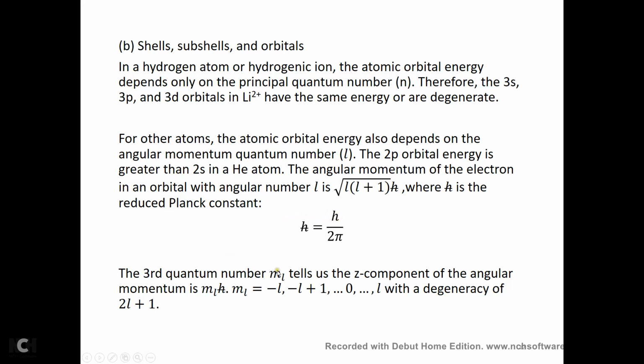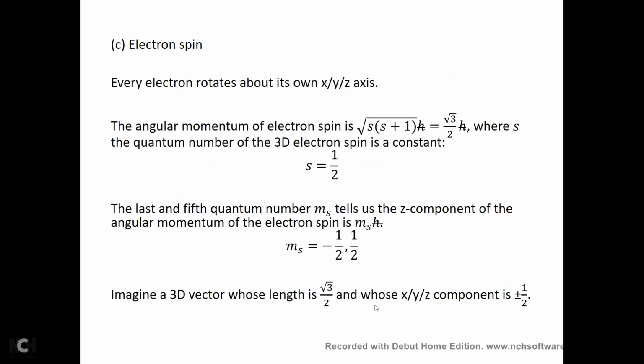There's another quantum number, m sub l, that tells us the z component of the angular momentum. It's m sub l times h bar. So m sub l can be from -l to positive l. There's a degeneracy of 2l plus 1. For example, when l is equal to 3, that's an f orbital, m sub l can be -3, -2, -1, 0, 1, 2, 3, with a degeneracy of 7.